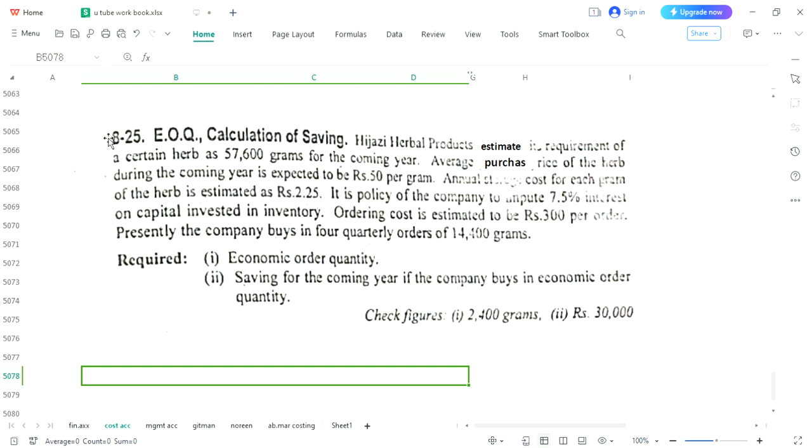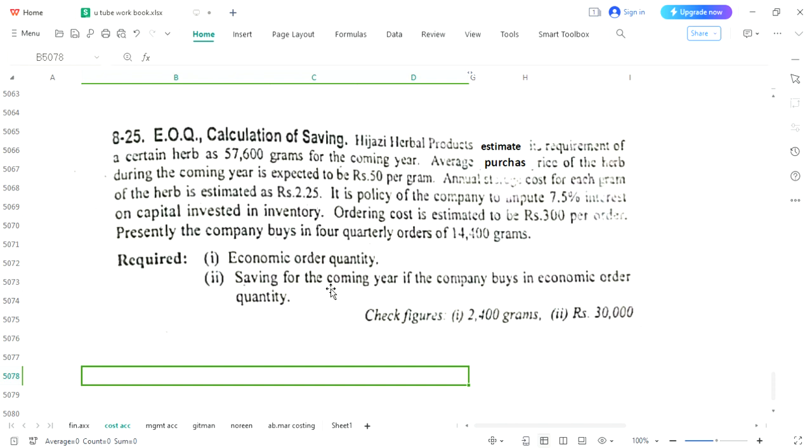For economic order quantity, we do have a formula and we will follow it. But in previous questions, we were calculating economic order quantity and then proving that the number of units through economic order quantity is the most economical number. Right now in this question, we have a new topic. The first part is again economic order quantity, same as we were calculating, but the second part is saving. How will you calculate the saving?